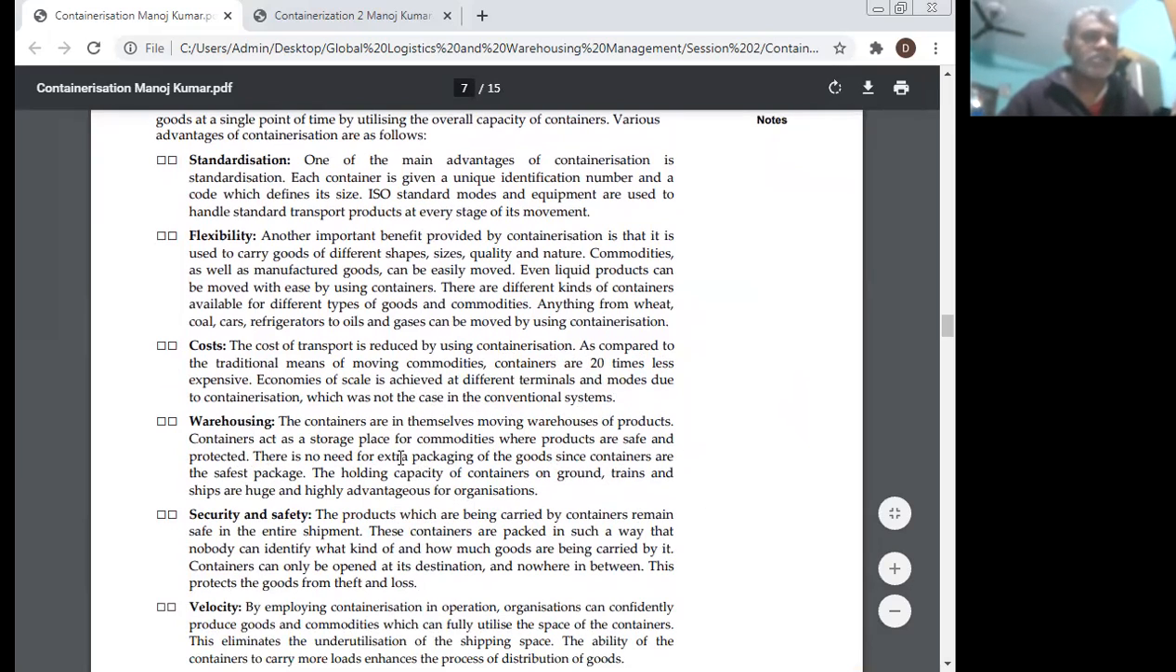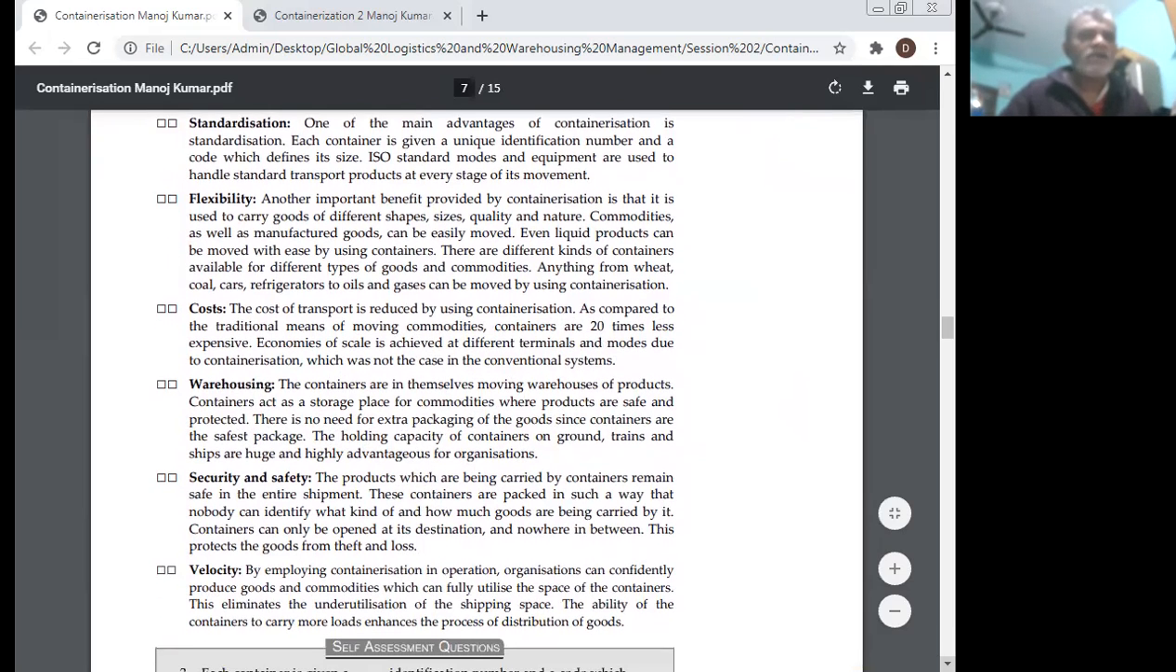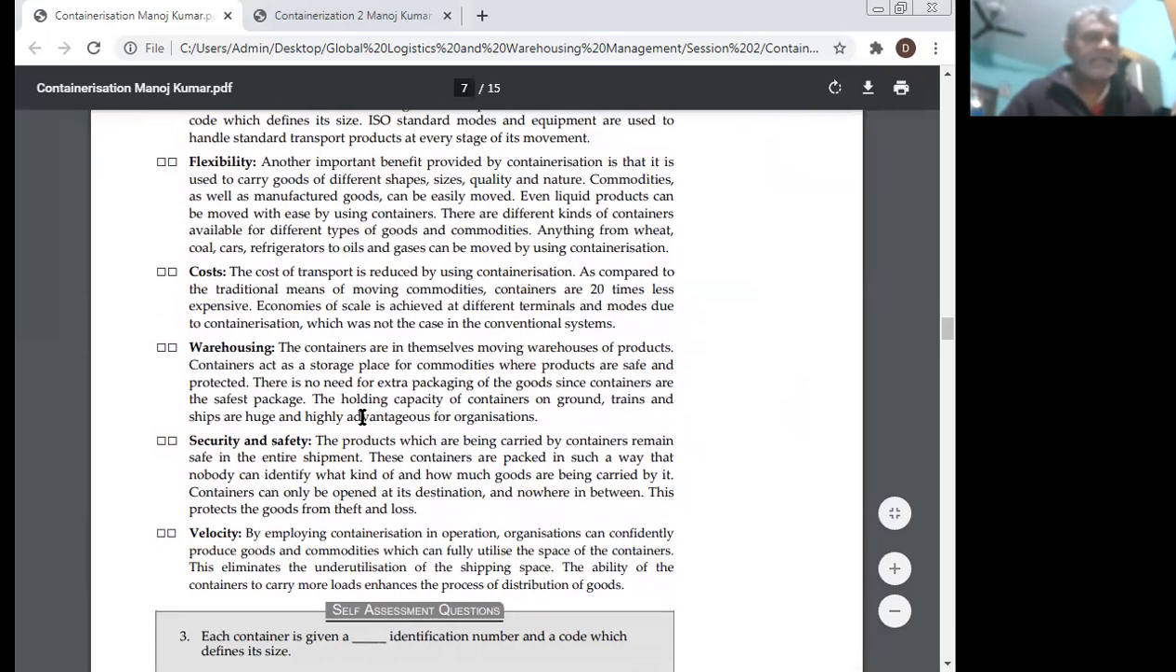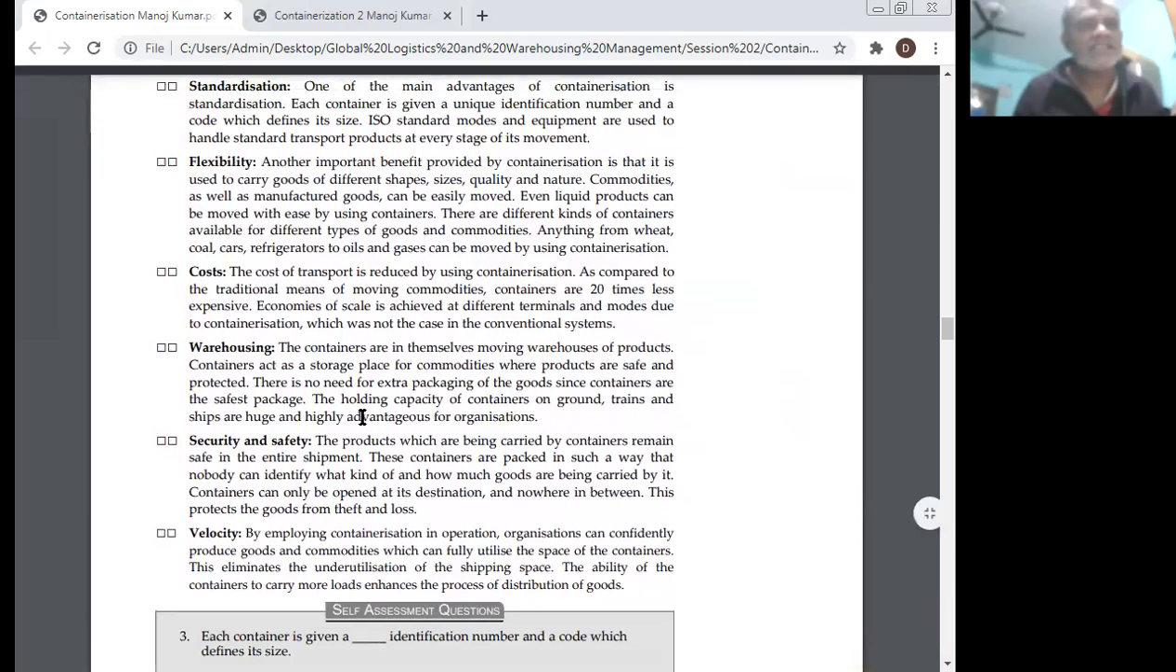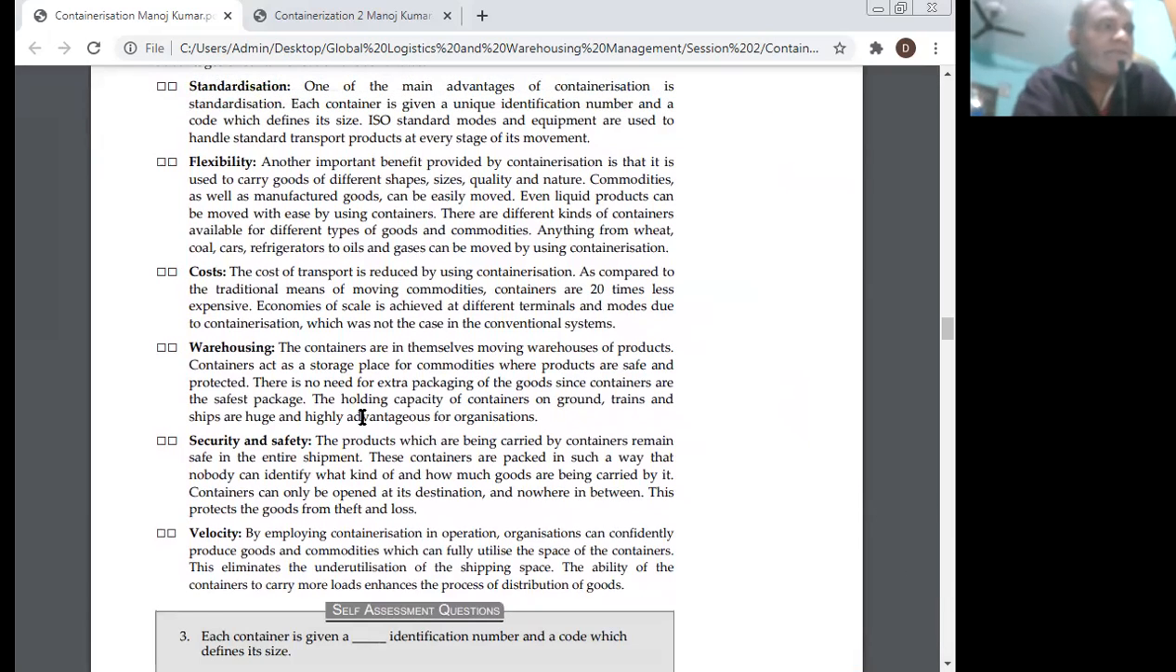Warehousing. The containers are in themselves moving warehouses of the product. Containers act as a storage place for commodity where the products are safe and protected. There is no need for extra packaging of the goods since containers are the safest package. The holding capacity of containers on the ground, trains, and ships is huge and highly advantageous for the organization.